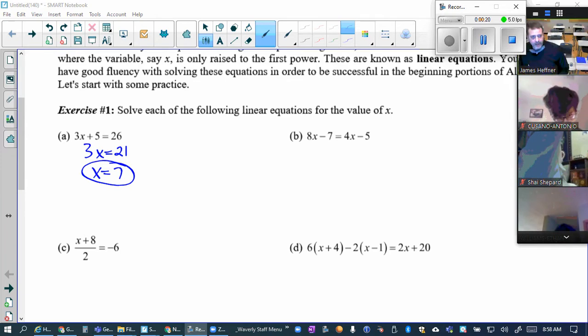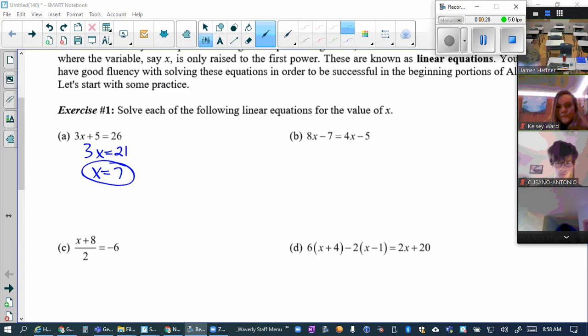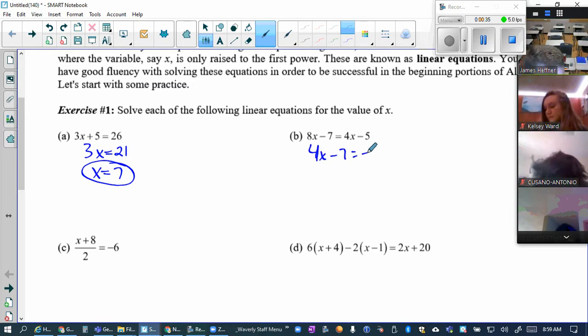Anybody get what x equals yet for the b? Good, x equals 1/2, right? So you probably had 4x minus 7 equals -5, and then you added 7 to both sides, my mistake. 4x equals 2, right? Then divide by 4, x equals 2/4, which is the same as 1/2.